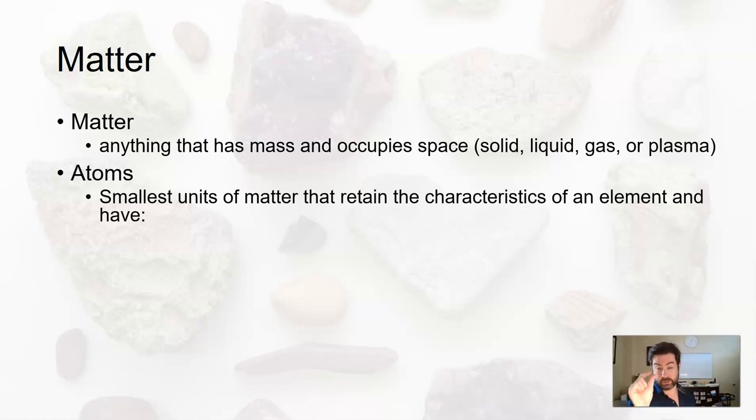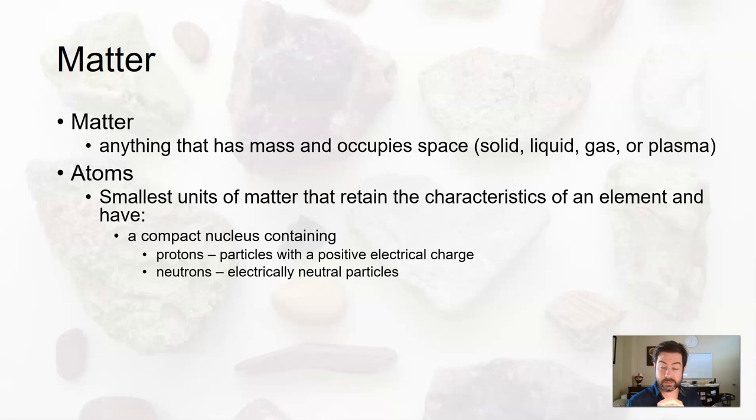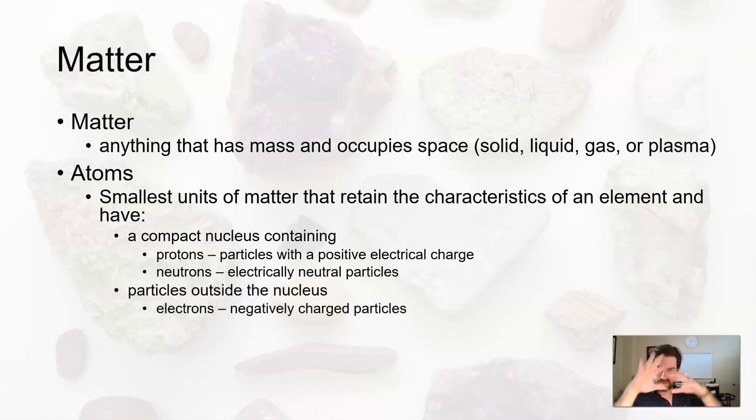Those are the smallest unit of matter that retain characteristics of a particular element. And atoms have a nucleus, which contains protons and neutrons, and they have some stuff floating around the outside. Those are electrons. Protons are positively charged. Electrons are negatively charged. Neutrons are neutral. So we have matter, which is all the stuff. Atoms are kind of the smallest unit of matter that retain a particular characteristic of an element.